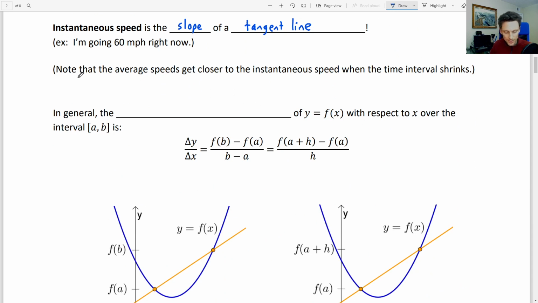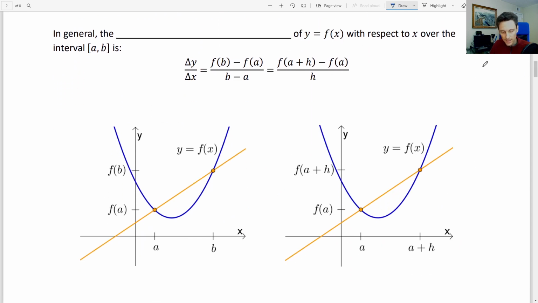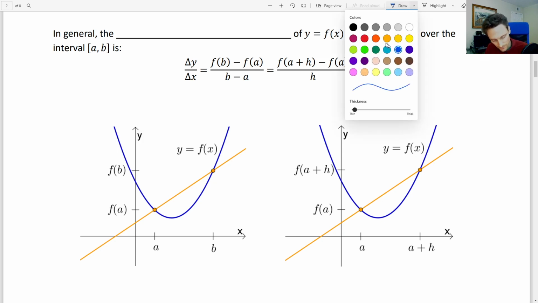So this little note is just saying that the average speeds get closer to the instantaneous speed when the time interval shrinks. Now, generalizing from average speeds to average rates of change in general for any kind of function, a lot of times we're using f of x for representing a general function, like abstracting it.